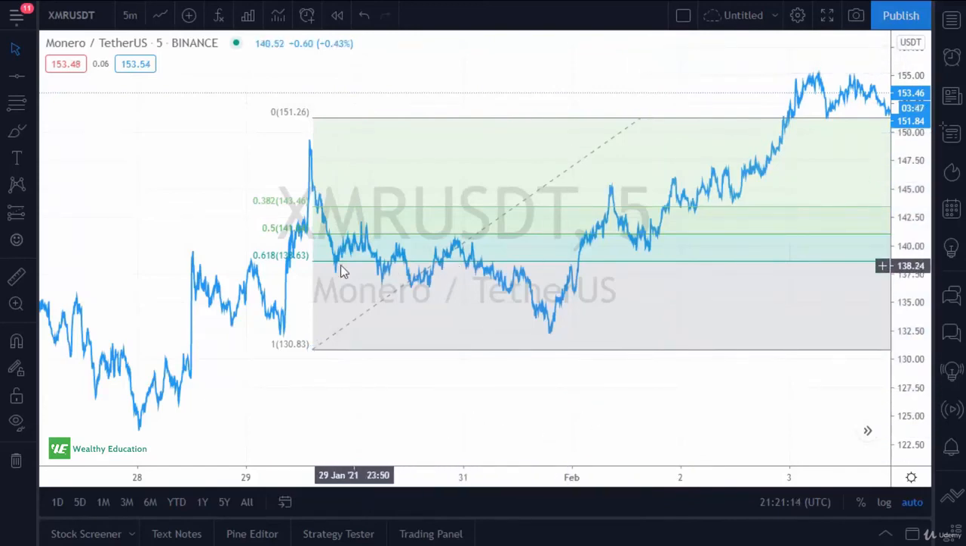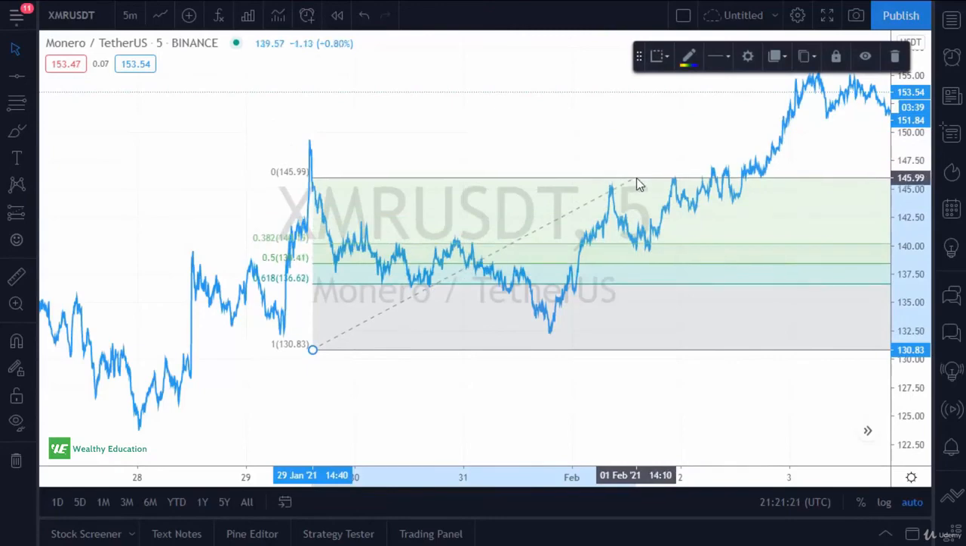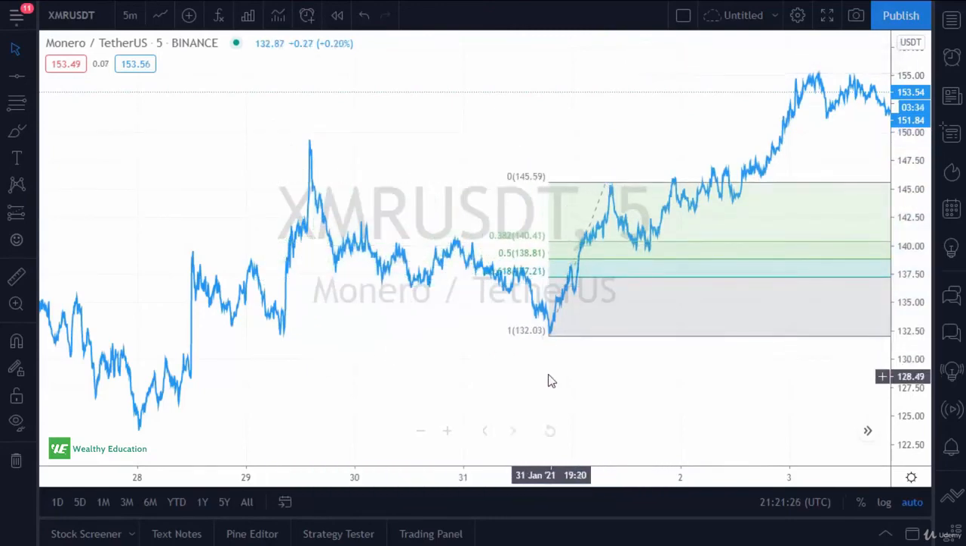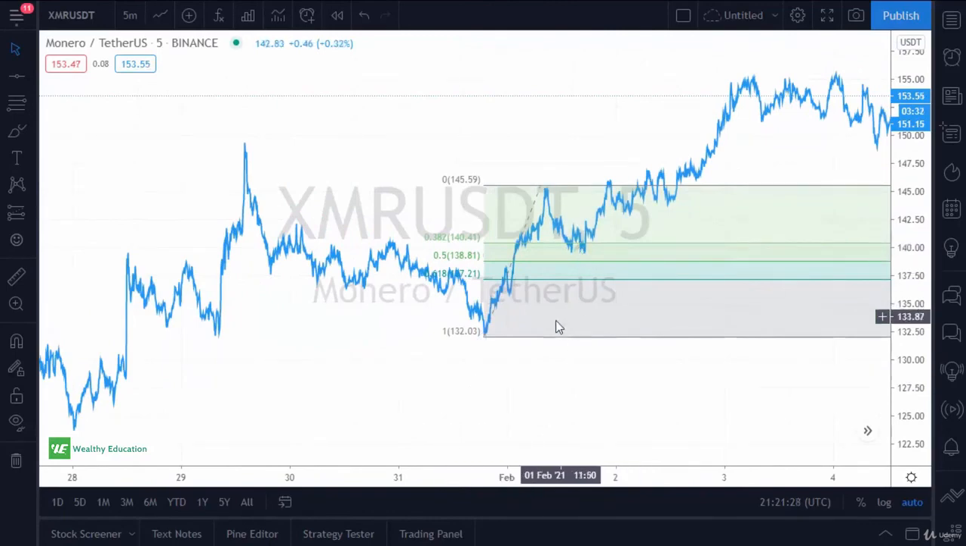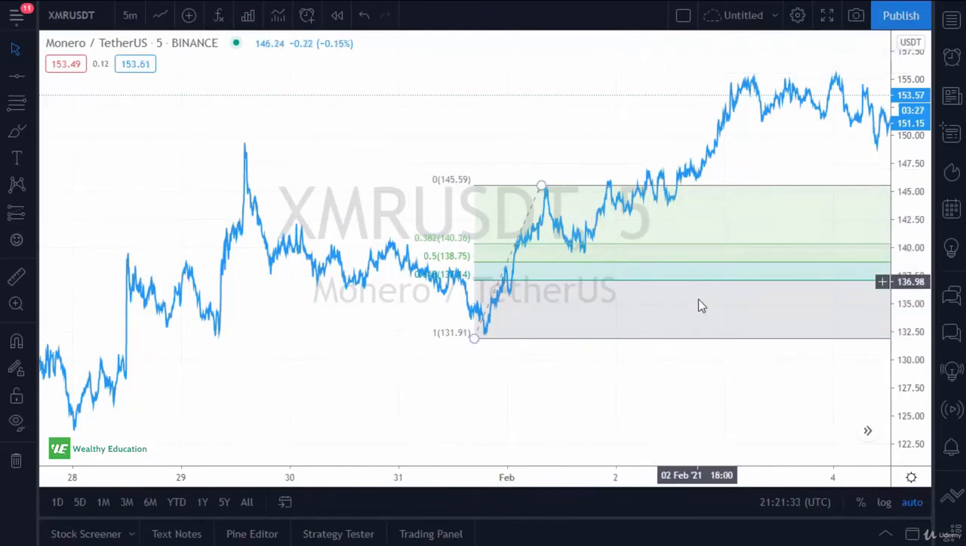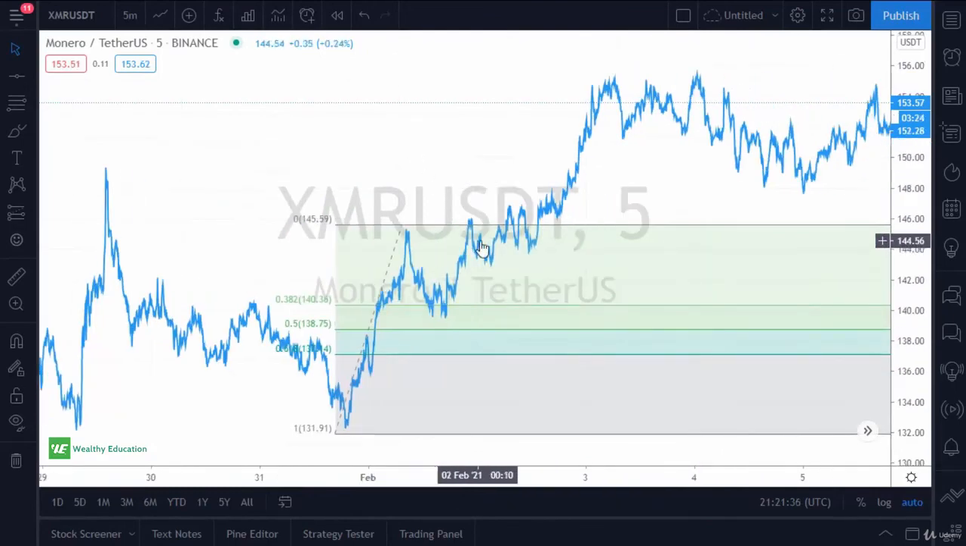I've got 61.8, 50%, 38.2. So again, we rally from here to here. We pull back to the 38.2% Fibonacci retracement level, and we take off. So that's a 38.2% fib pullback. I know that typically means you're going to run, so you might want to give it a little bit more time. So in the next video, I'll show you some examples of how to actually use this bit of information.